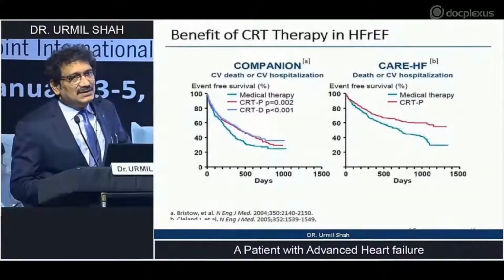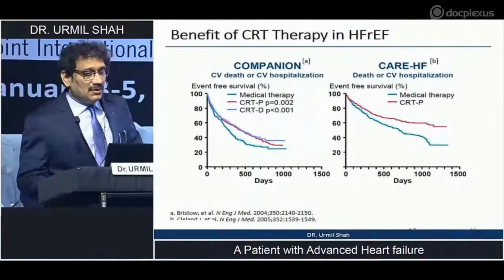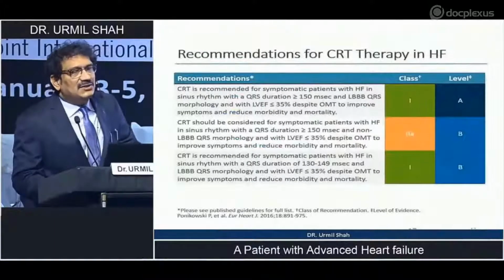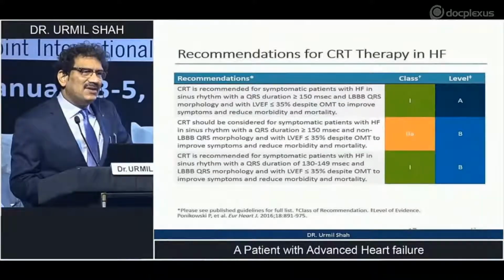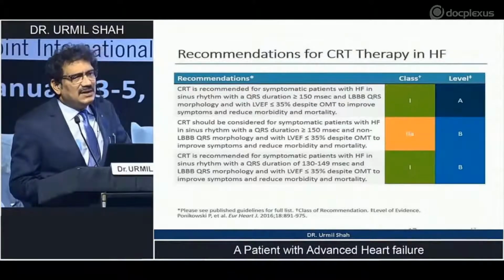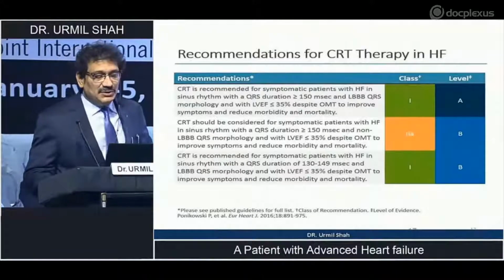When a wide QRS is there, we have to think of CRT, CRT-D, or CRT-P. Both are very helpful to improve the long-term outcome. CRT is a class 1 indication whenever there is an LBBB configuration on ECG and QRS duration more than 150. If it is LBBB morphology with QRS duration between 120 and 150, it is a class 1B indication. And if it is RBBB morphology with a very wide QRS, it is a class 2 indication. But by and large, whenever there is LBBB, we have to consider CRT therapy in this group of patients.